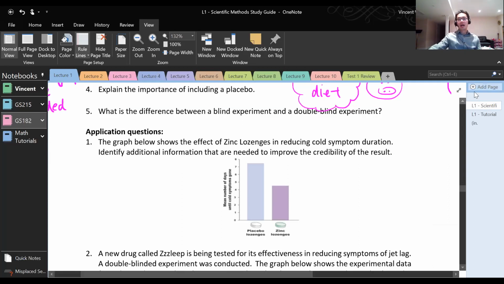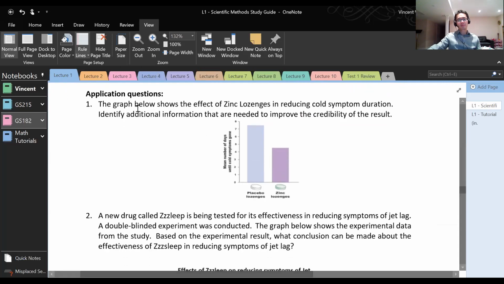Okay, great. So again, we don't really do blind experiments nowadays. All the big pharmaceutical companies have to be double blind. Yeah, moving on. Application questions.